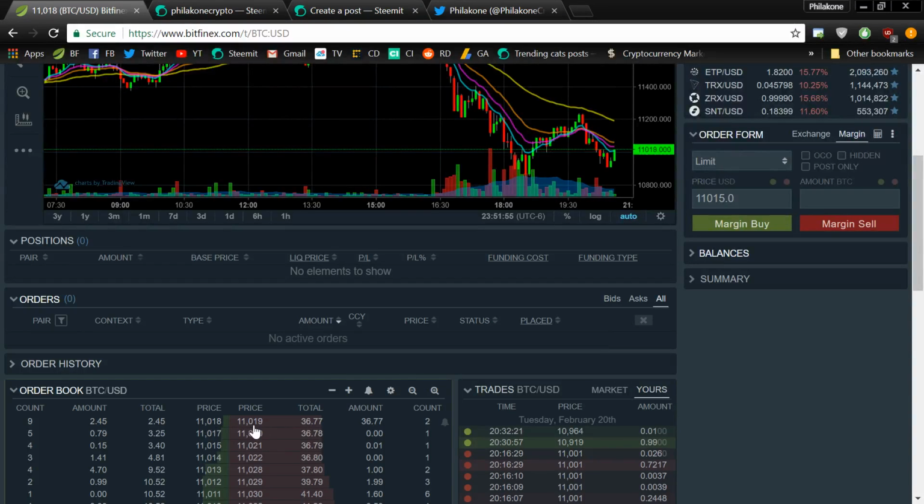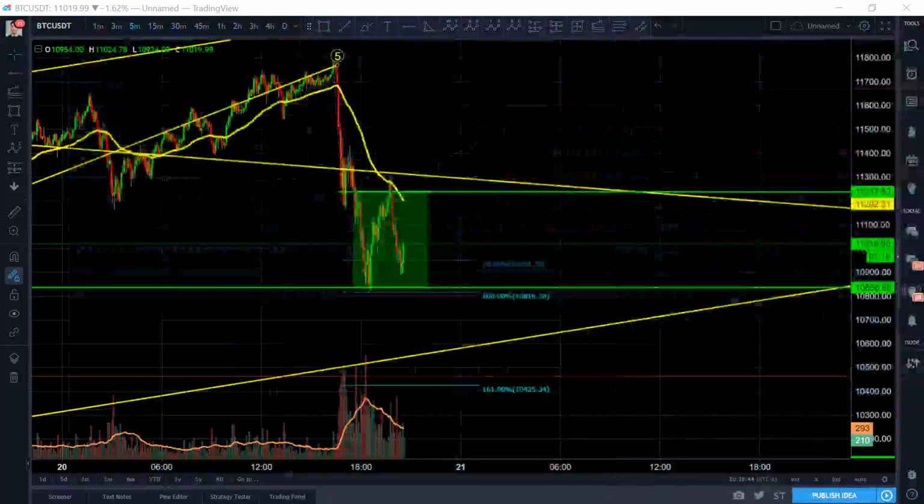And you guys notice how it's bouncing back up already here, right? It's bouncing back up. So I'm playing the scalping game, guys. And it's that accurate sometimes when you're playing in a low time frame.